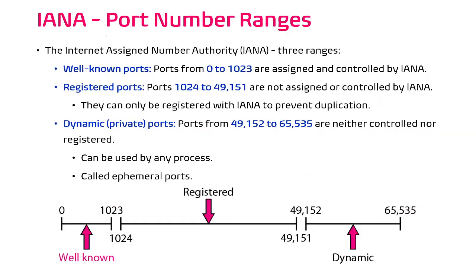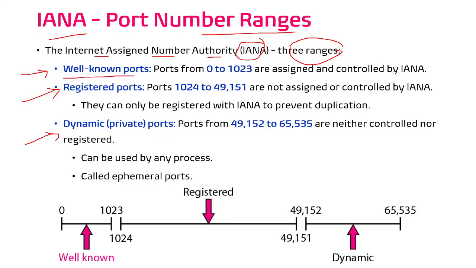So what are the IANA port number ranges? We are going to discuss that in this slide. IANA, the Internet Assigned Numbers Authority, is an organization used for assigning port numbers for the various customers or clients. There are three ranges of port numbers. As I said earlier, there is the well-known port number, the registered port number, and the dynamic port number.